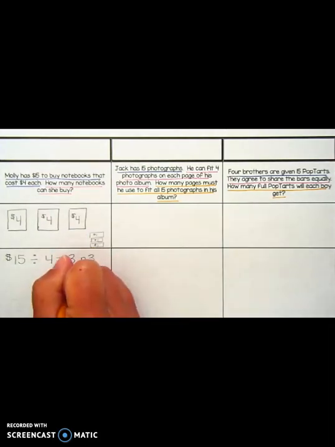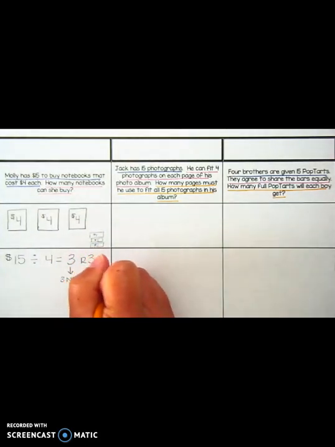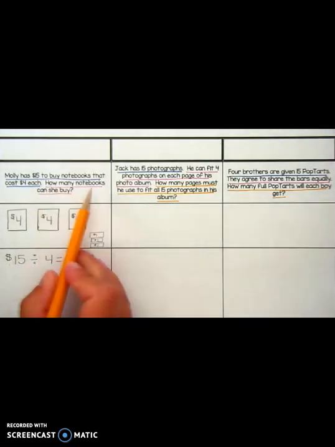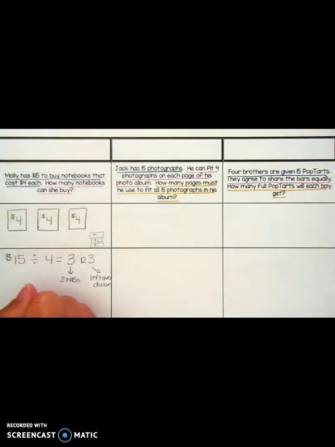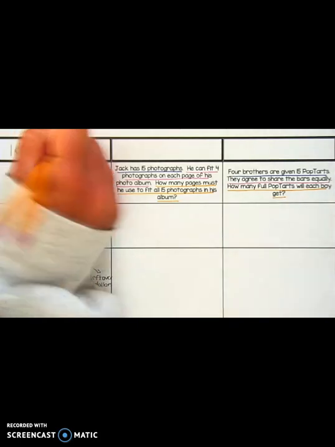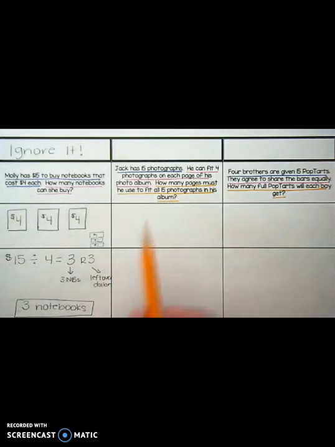Now remember that 3 is 3 notebooks, and this 3, the remainder, is 3 leftover dollars, because our remainder is always the same unit as our dividend. So if we're looking back at that question, how many notebooks can she buy? The answer is 3 notebooks, because in this particular question, we had to ignore the remainder, because that remainder of $3 didn't help us any. Let's take a look at another story problem.